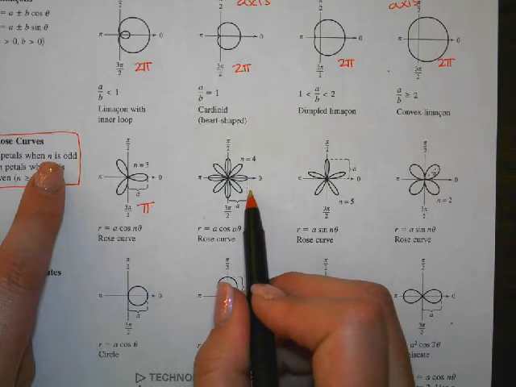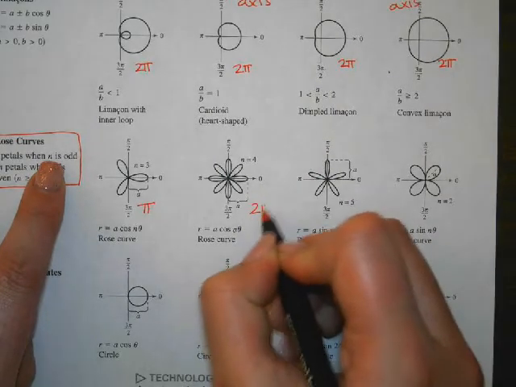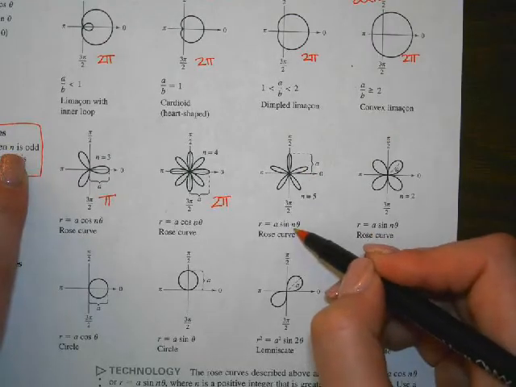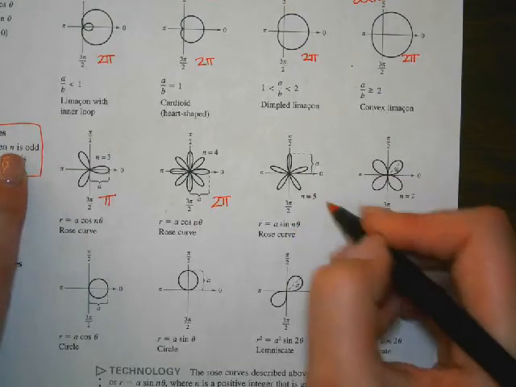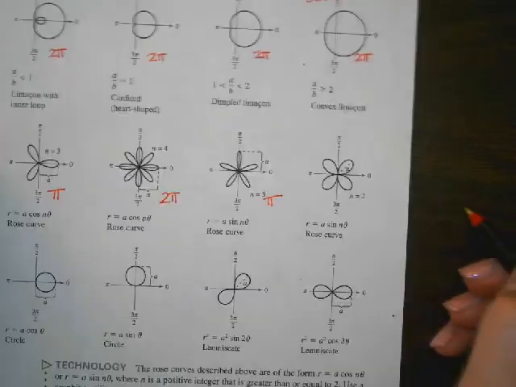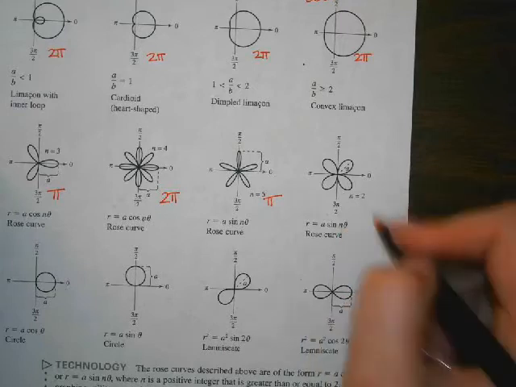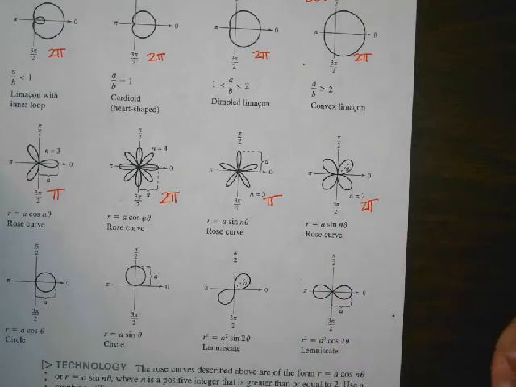And this one is a 2 pi. So this one has 5 petals, that means it would have had a 5 in front of the theta, and this has a period of 0 to pi. This one has 4 petals, so it must have had a 2 in front of the theta, and this one would have been 2 pi.